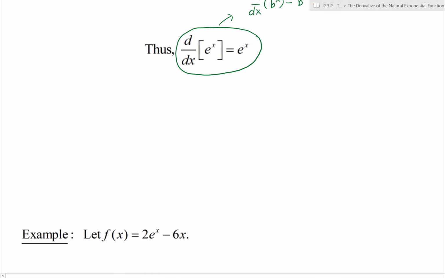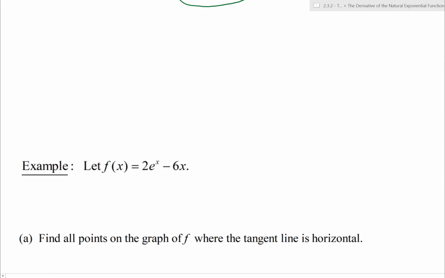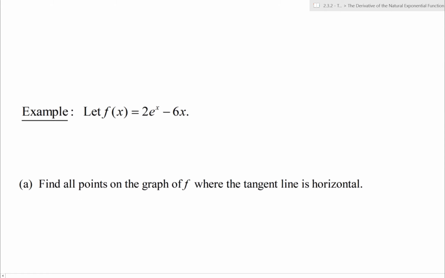So now that we have concluded that, we're going to conclude the video with an example. And here we are going to be given this function f of x is 2e to the x minus 6x. First thing we want to do in part A is find all the points on the graph of the function f where the tangent line is horizontal. So what is that really meaning? We want to figure out which values of x give us that the derivative of this function with respect to x is equal to 0. Because if you have a horizontal tangent line, of course, the slope of that line is 0.